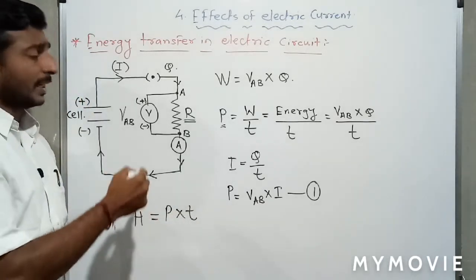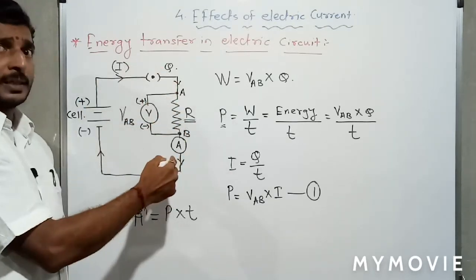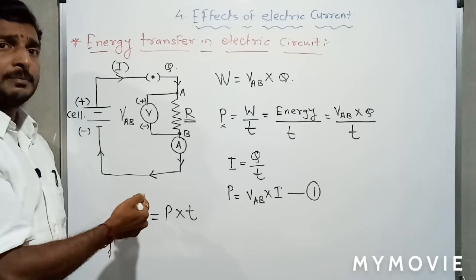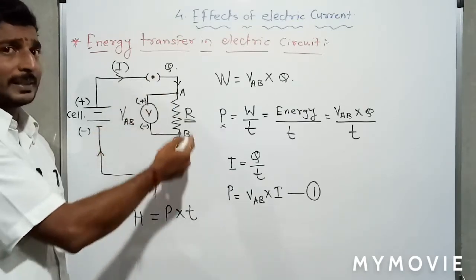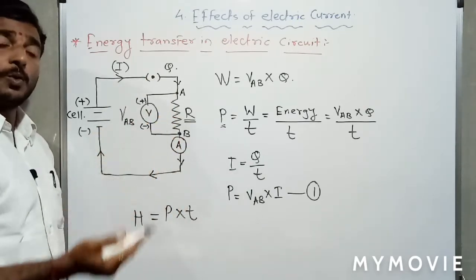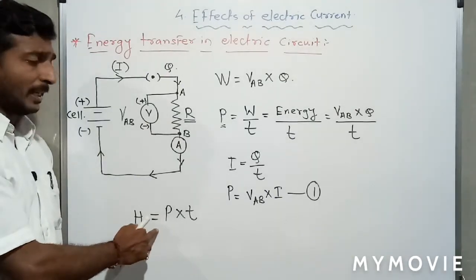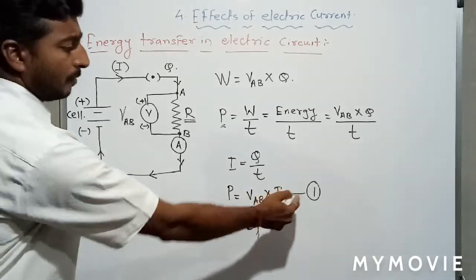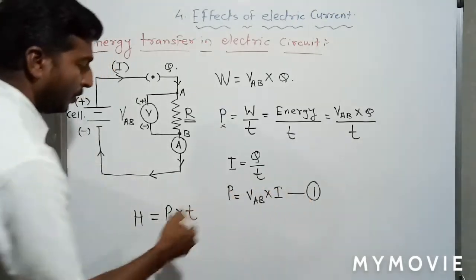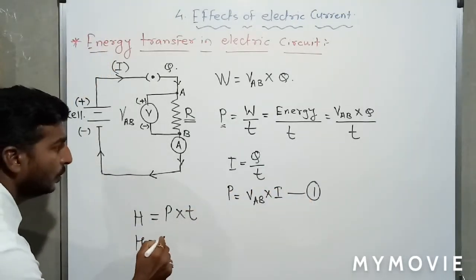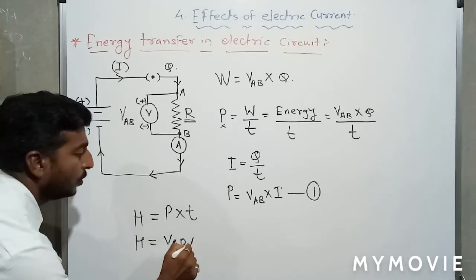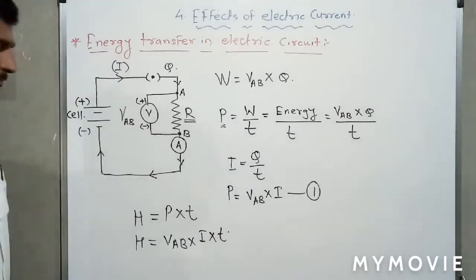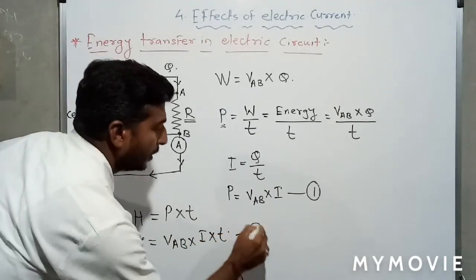Means for how much time you are applying the power through the resistor, that amount of heat will be produced. If the time is lower, lower heat is produced, and if the time for which power is passed through the resistor is more, more heat will be generated. So that is directly proportional to the power and time. If you already have the value for P from equation 1, then heat will be equal to V_AB into I into T. So that will be equation number 2.